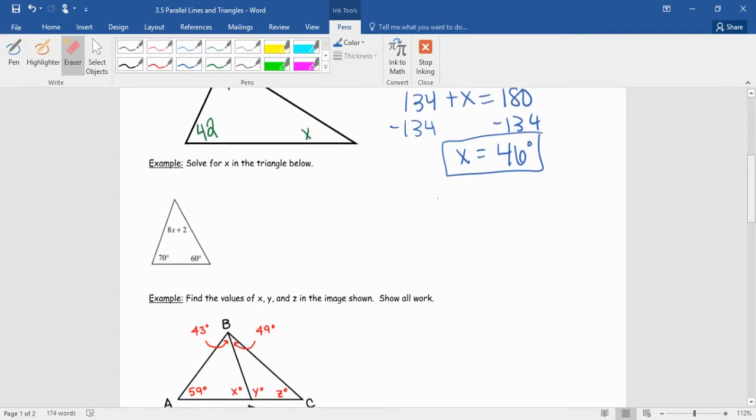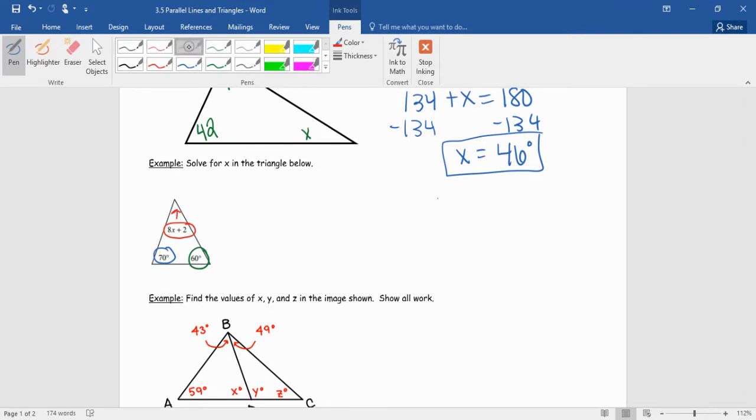And let's see. So now the next one says solve for x in the triangle. And you're like, what? It will be okay, I promise. So let's see. We have a 70. That's that angle right there. We have a 60. And then we have this 8x plus 2. And that 8x plus 2 is that top angle. So all three of those things have to add up to 180.